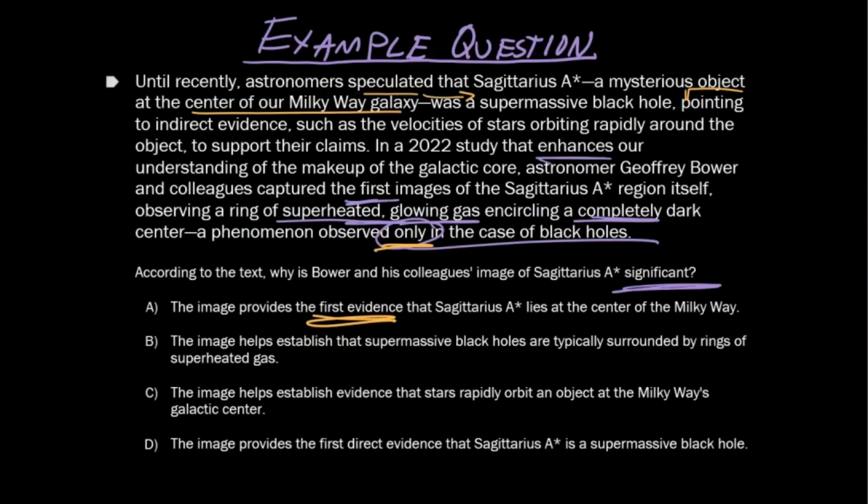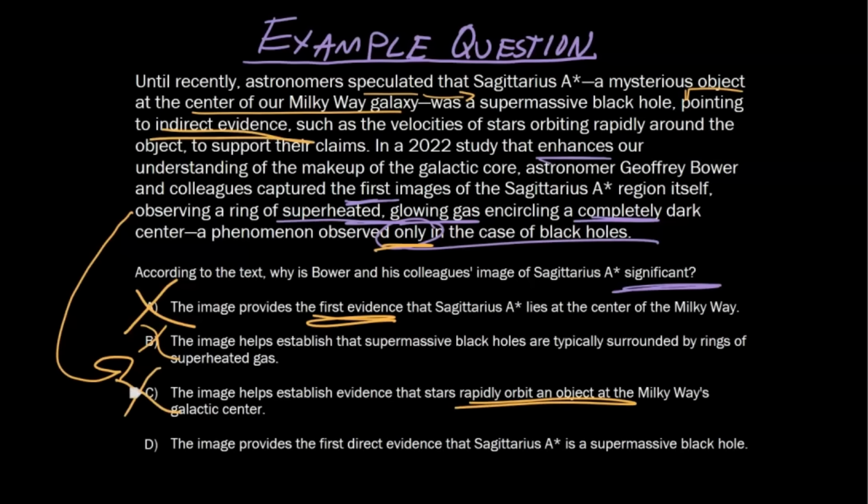The speculation here is whether it's a supermassive black hole or not. This is not true. Now, B, the image helps establish that the supermassive black holes are typically surrounded by rings of superheated gas. That's not true. This image, we already know that this is something that happens with supermassive black holes, right? Now, C, the image helps to establish evidence that stars rapidly orbit an object at the Milky Way's galactic center. We already know this. We already have the indirect evidence, so this is not correct.